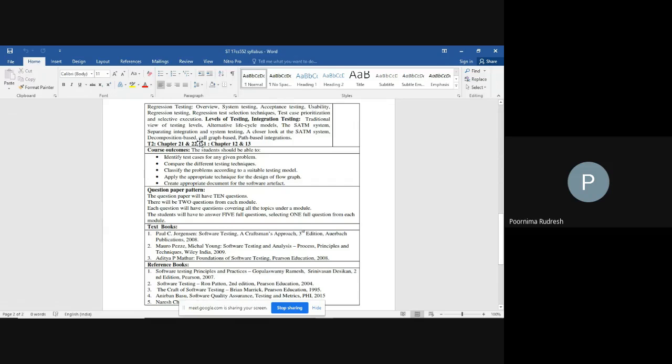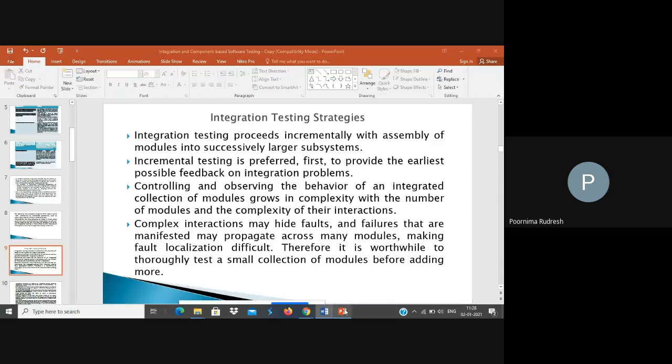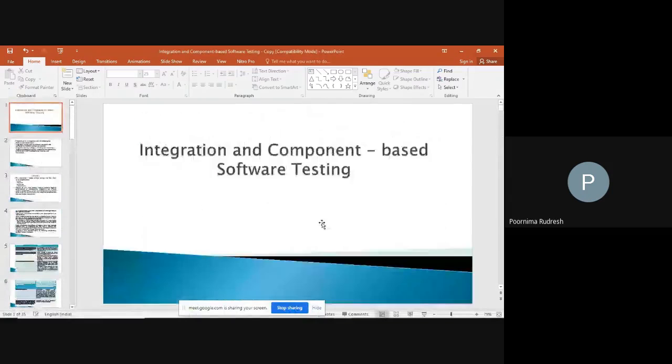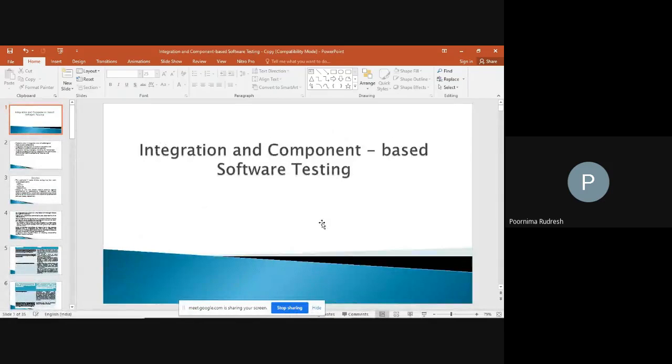Okay, so from module 5 I'm going to complete two chapters which are related to integration and component based testing. These two chapters are taken from the second textbook, Pezzè and Young, Software Testing and Analysis: Process, Principles, and Techniques, Wiley India 2009, the same textbook. Most of the chapters are covered from this textbook only. So today I'll start with integration testing, and after that we'll move on to component based testing. So it is the integration and component based software testing.